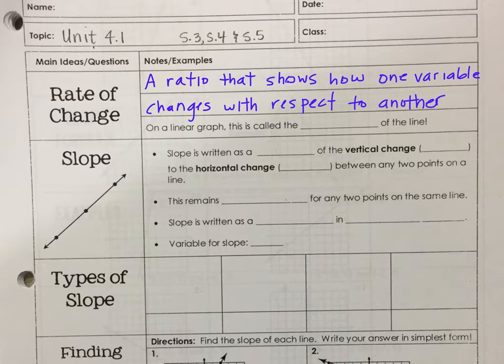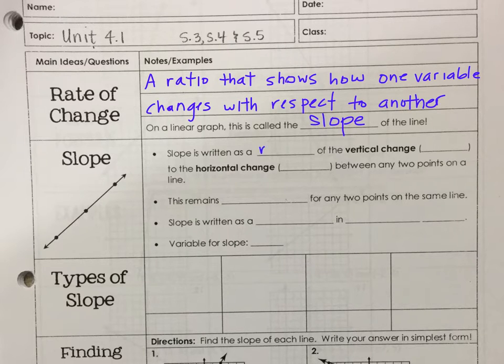These are your 4.1 notes. We're going to talk about rate of change. Rate of change is a ratio that shows how one variable changes with respect to another. And on a linear graph, this is called the slope of the line.